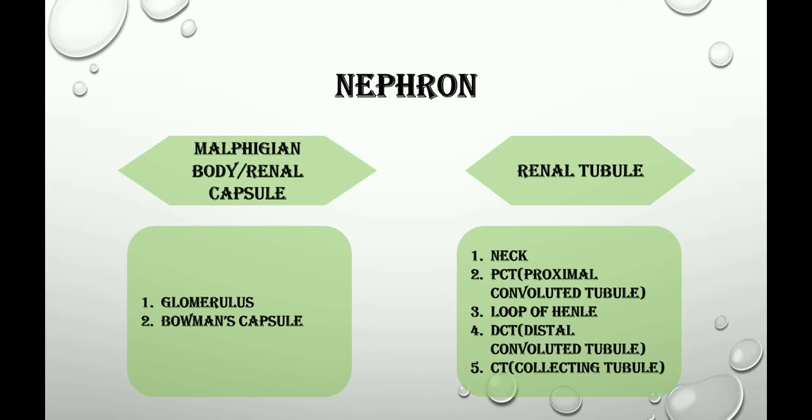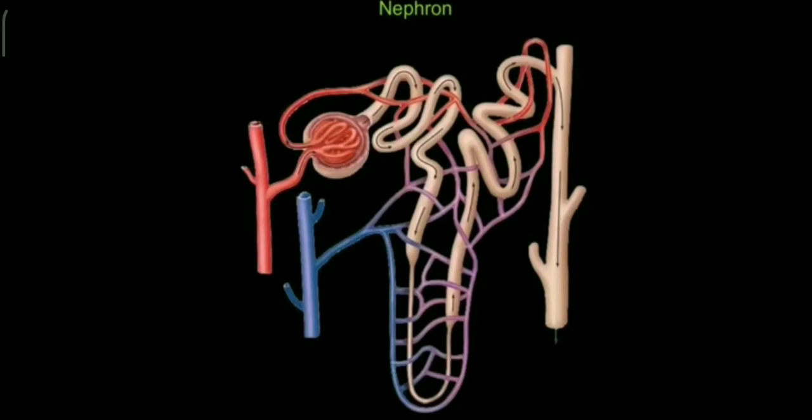So these are the total parts present in each nephron: Malpighian body and renal tubule. Malpighian body consists of glomerulus and Bowman's capsule. Bowman's capsule is in continuation with renal tubule and connected to PCT through neck. PCT then continues into loop of Henle. Loop of Henle is connected to DCT. DCT is connected to collecting tubule. Now let's see each part of nephron.